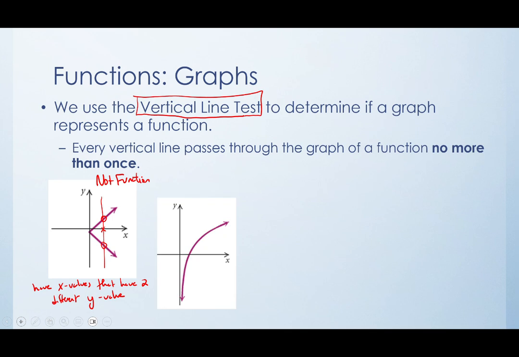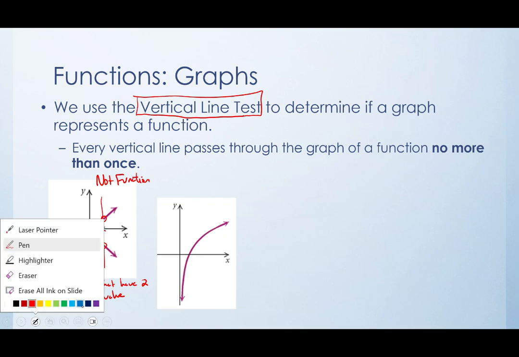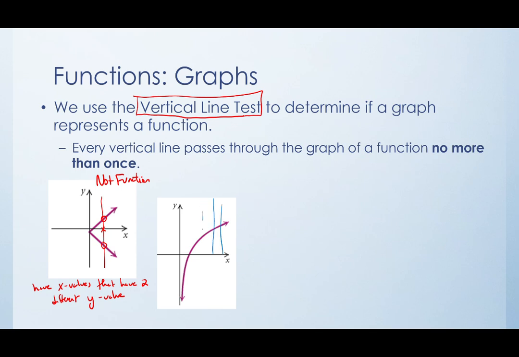All right, so here we look at this and say, okay, I can draw a vertical line, vertical line, vertical line. How many places is each one of these intersecting my graph? Only one time. Now this one does have what's called a vertical asymptote, so it's trying to go vertical, but it's never going to actually get vertical, so this one is fine. Yes, it's a function. Each x value has one y value.